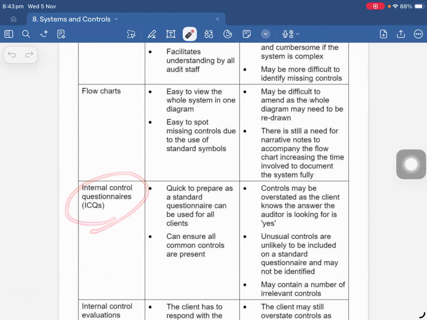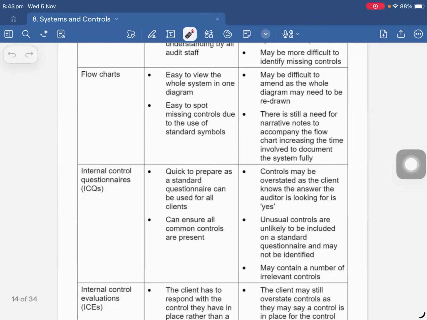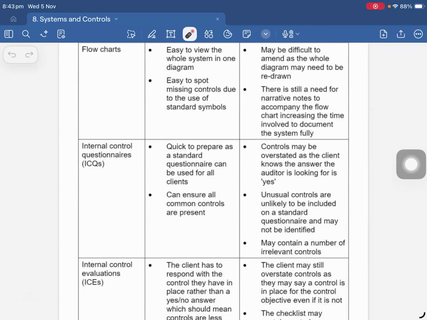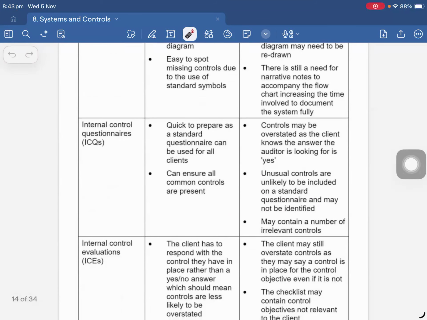Next is ICQ wordings. ICQ wordings are very quick to prepare and it is a standardized form. And it is going to ensure that all the common standards that should be there are actually there. Disadvantage is that the client is going to fill yes or no, right? So sometimes the client might say yes to controls which are not there actually. And it is also possible that in the control list there could be unusual controls which the client does not use at all, right? So it could be there. And also there could be a number of irrelevant controls to the audit.